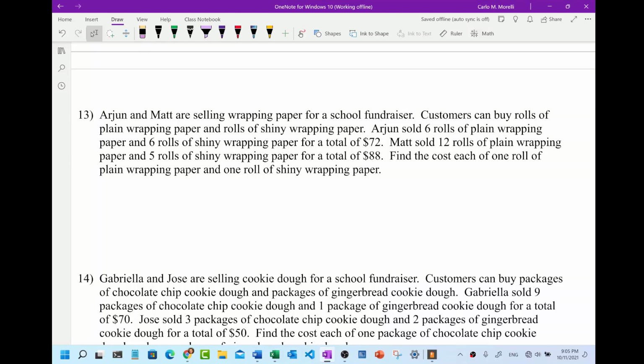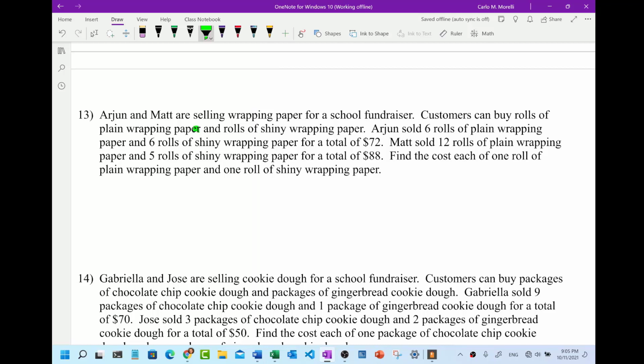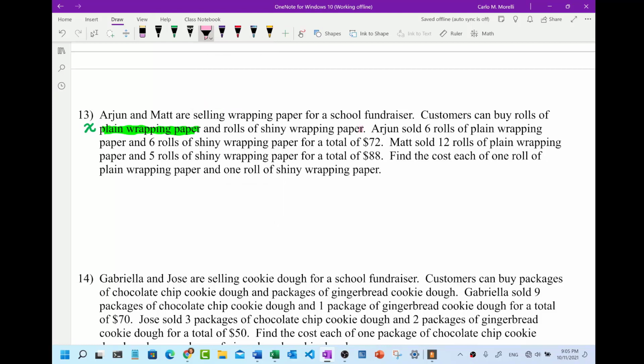Okay, Arjun and Matt are selling wrapping paper for a school fundraiser. Customers can buy rolls of plain wrapping paper. Okay, now right away, what you need to start doing is identifying words and assigning them a variable. Okay, so we're going to assign plain wrapping paper the variable x, and rolls of shiny wrapping paper, well let's assign shiny wrapping paper the variable y.